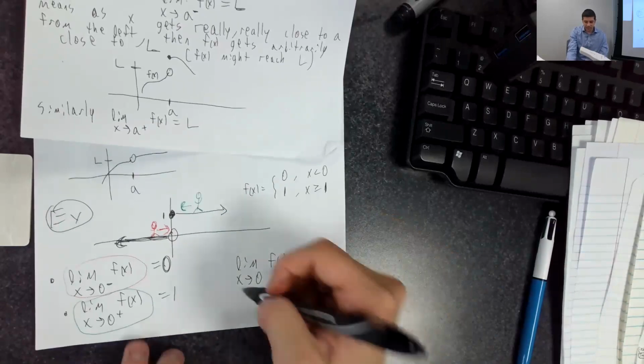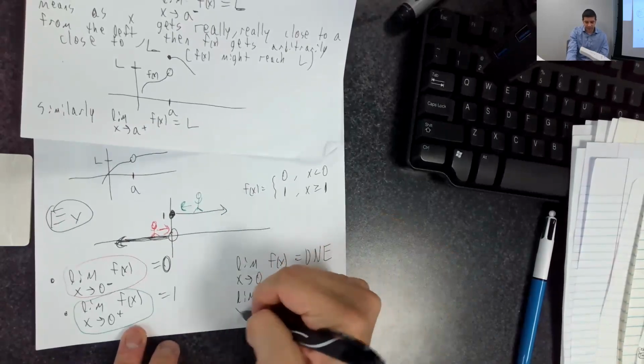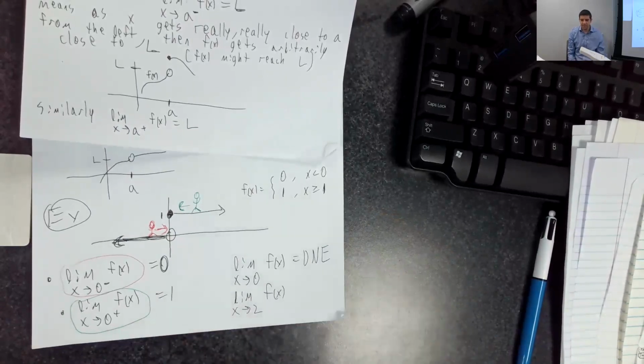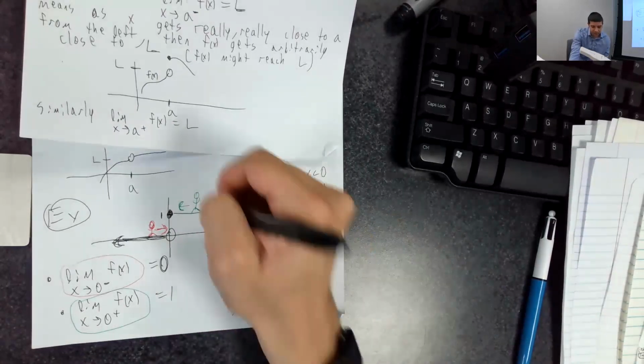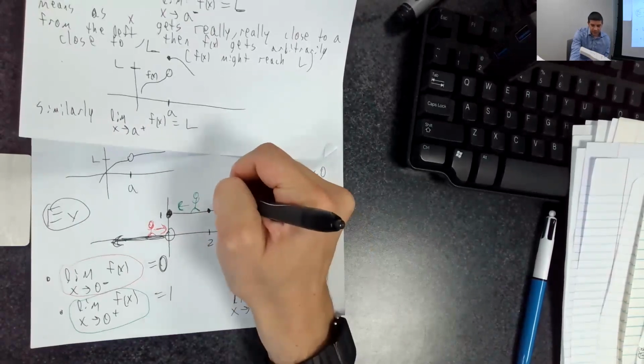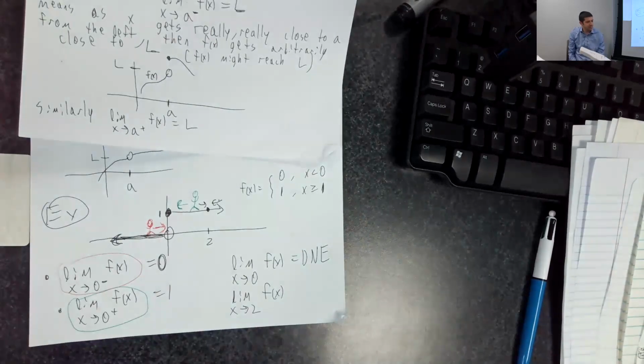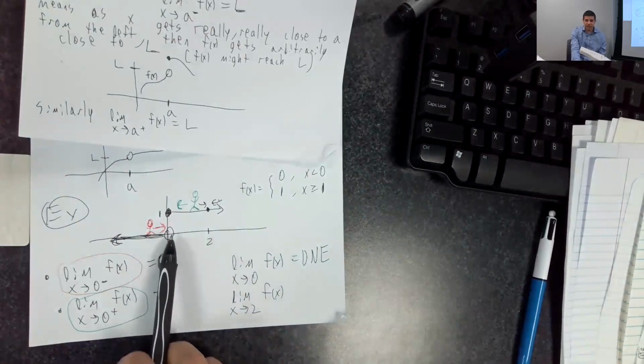What if they make it a little bit of a trick question? Limit as x goes to 2 of f of x. You'd have to do left and right. So here's 2, left and right. And then what would happen? What would be the height left and right? Still be 1.